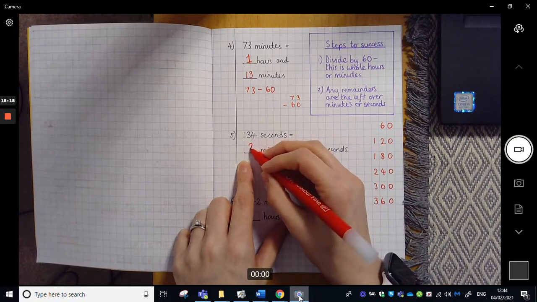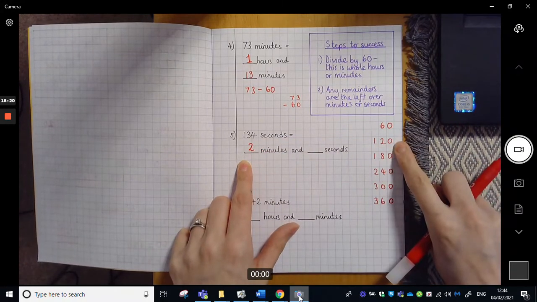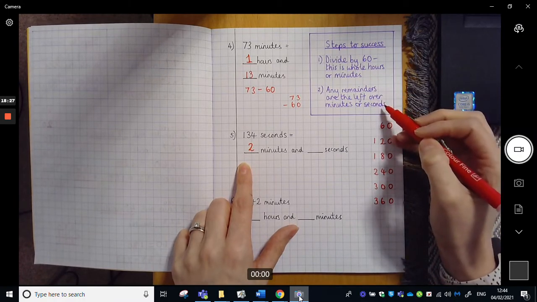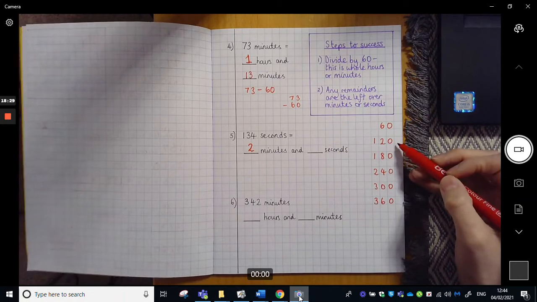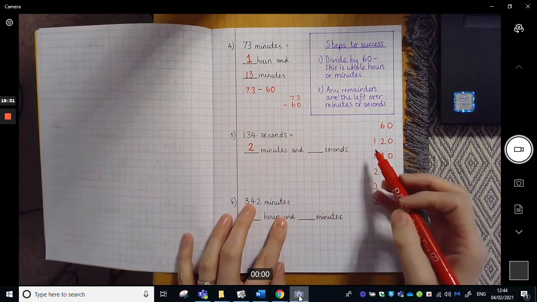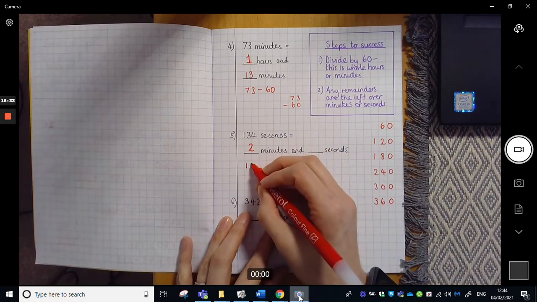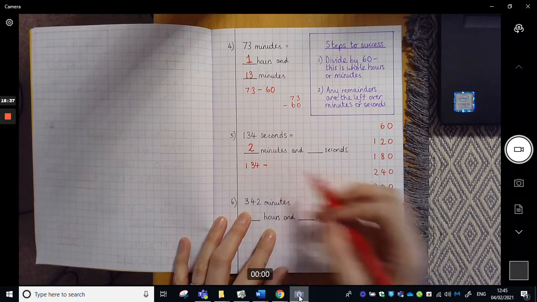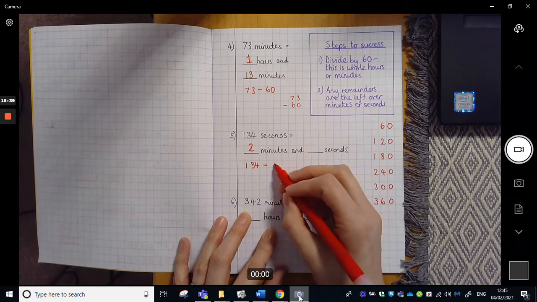So I know there are 2 whole minutes, and that equaled 120. So I've done my first step. Now I need to find what the remainder is. So I can do this in my head. I'm going to subtract like I did before. So I'm going to do 134, because that's how many seconds I've started with, subtract 120.